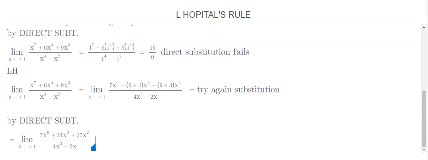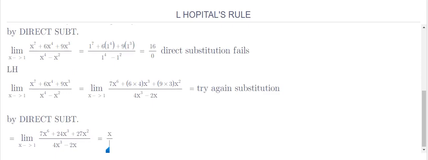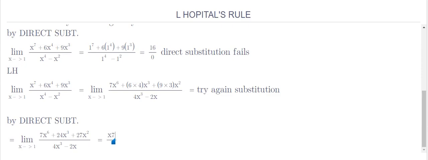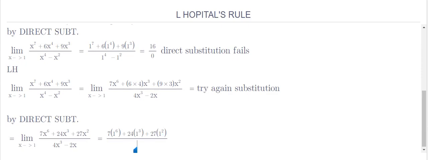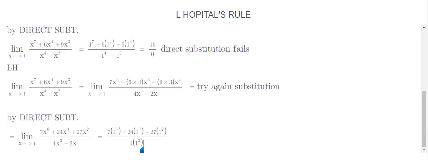So now I'm saying by direct substitution, you directly substitute. When you directly substitute, it means that in the numerator you will be having 7 into 1 raised to power 6 plus 24 into 1 raised to power 3 plus 27 into 1 raised to power 2, and in the denominator we will be having 4 into 1 raised to power 3 minus 2 into 1.